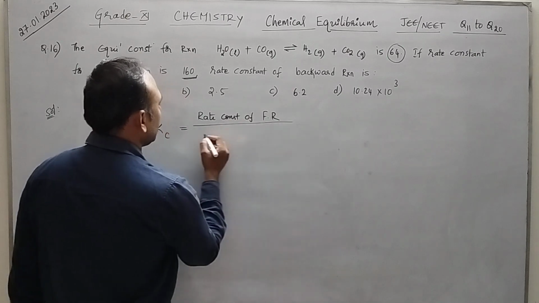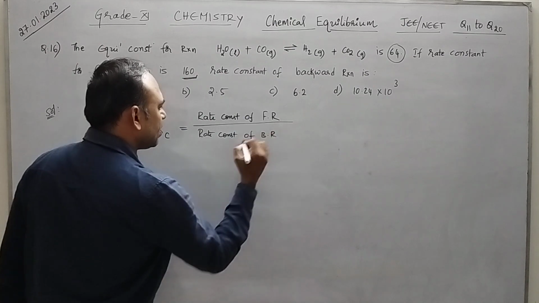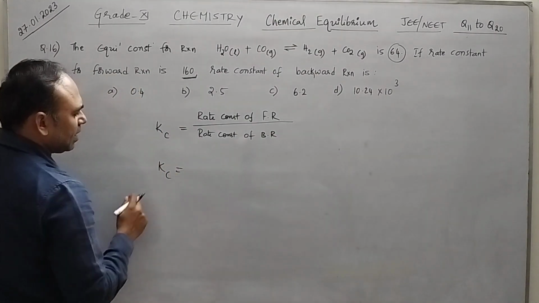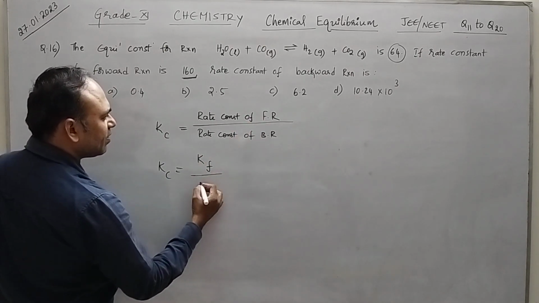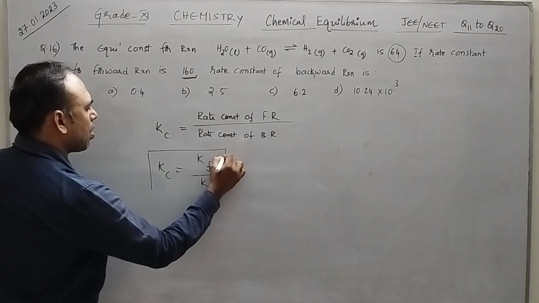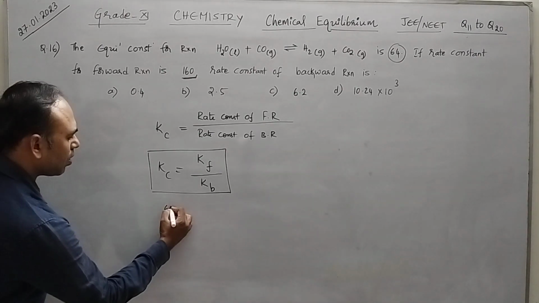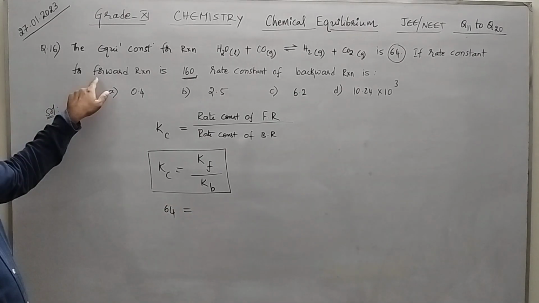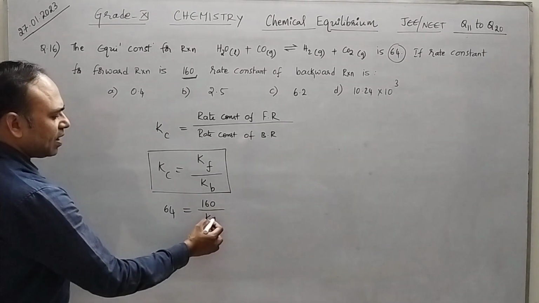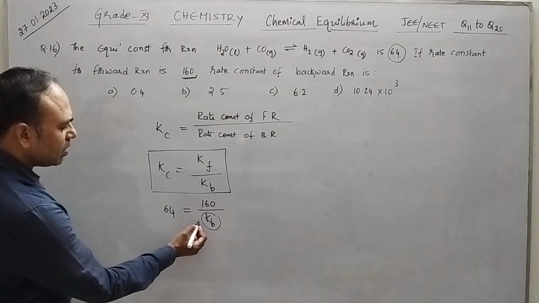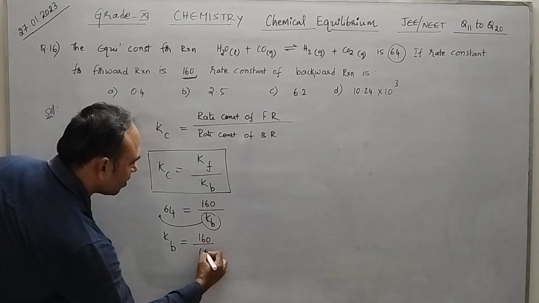See, we know the formula that equilibrium constant is equal to rate constant of forward reaction by rate constant of backward reaction. In short, you can write like this, Kc equilibrium constant is nothing but Kf divided by Kb. This is your formula. So you are having equilibrium constant 64 is equal to, what is the rate constant of forward reaction? 160 by Kb. They are asking you to find the rate constant of backward, so send this to the other side. What you get, Kb is equal to 160 by 64.